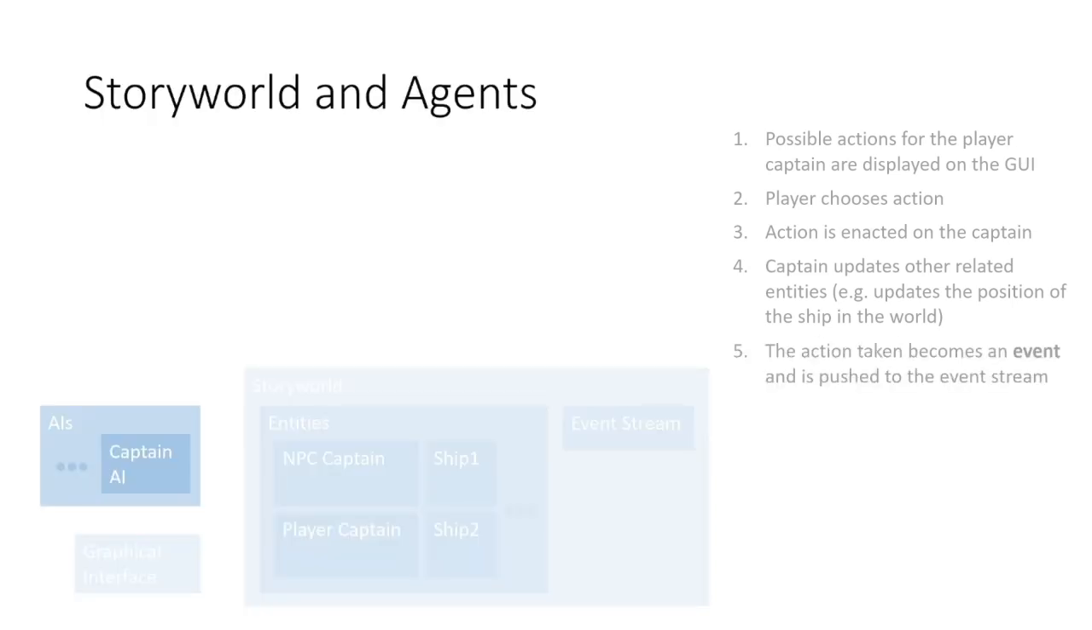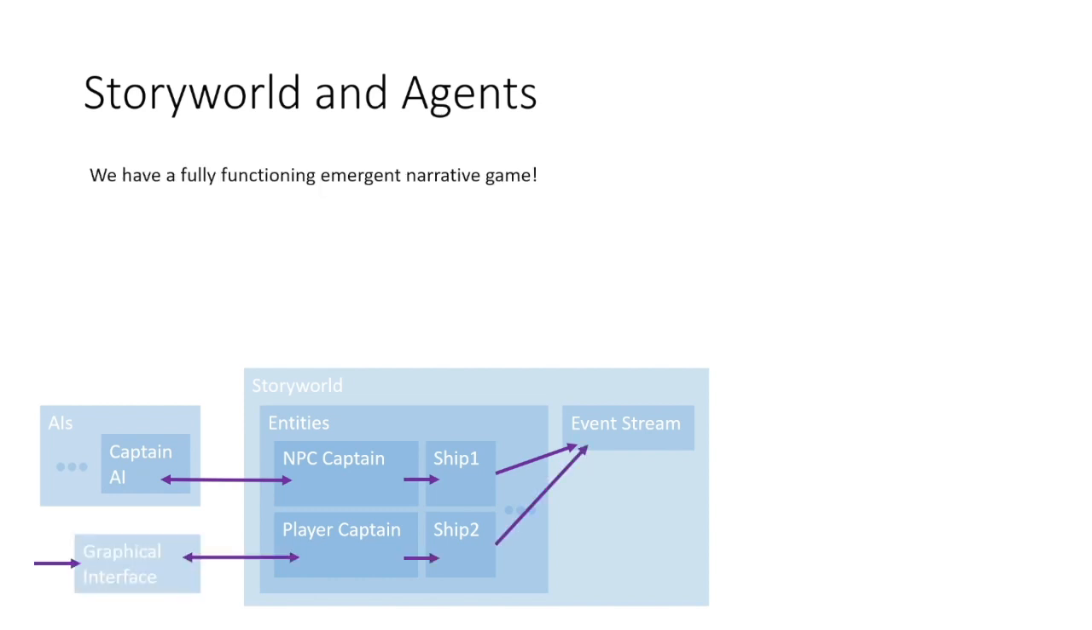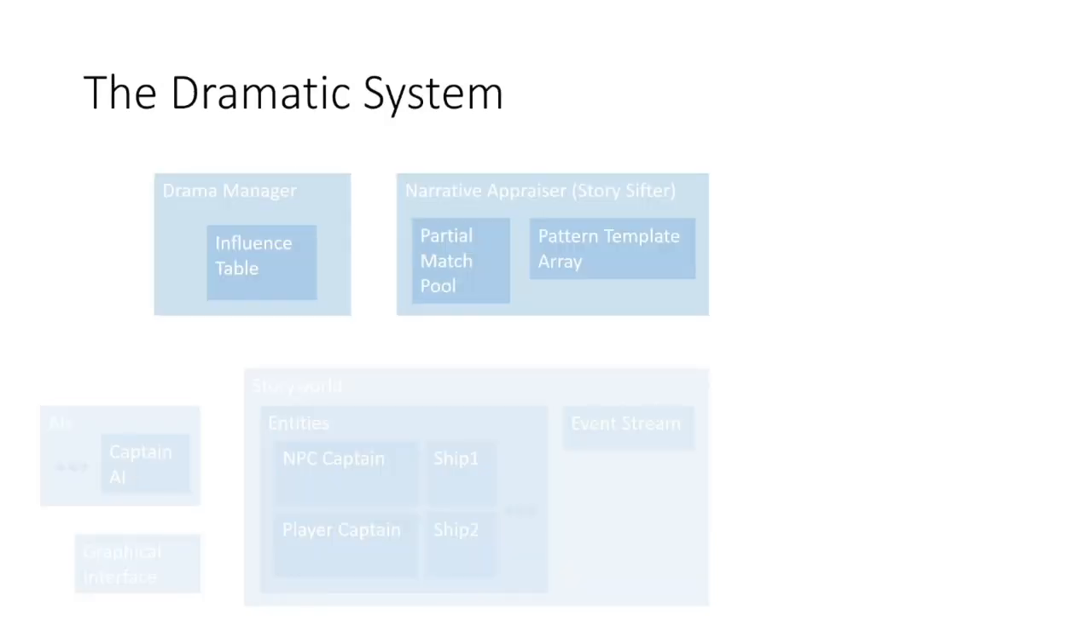Each non-player character is controlled similarly by an AI agent. This is essentially the same process but without the need for a graphical interface. These agents choose actions according to a random distribution over all the possible actions, and that's designed to make sensible decisions and allow them to survive within the game. And with that, we have a fully functioning emergent narrative game. But due to the narrative paradox, interesting sequences don't emerge as often as we'd like. So in comes the dramatic system to attempt to remedy this.